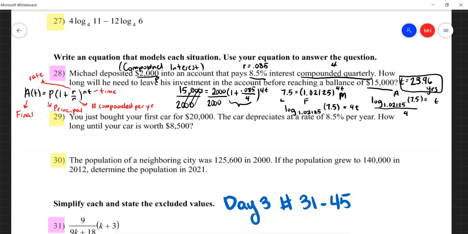For 29 and 30, I am going to go ahead and give you the equations. So 29, you are either using decay or growth. It is up to you to decide which one's being used where. So decay is A equals P times 1 minus r to the t, and growth is A equals P times 1 plus r to the t, where P is still principal, A is still final, r is still rate, and t is still time.